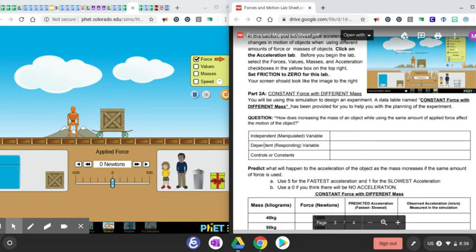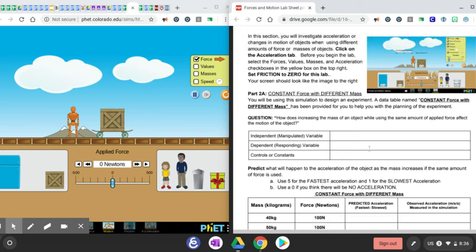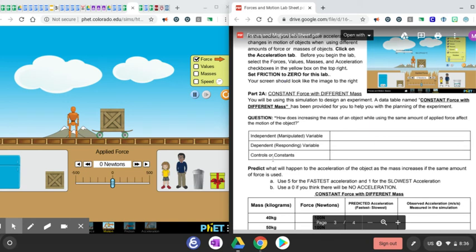And then the responding variable, what does that affect? Whatever you changed is going to affect another variable. What's being affected is going to go right here. And then you have constants, what's staying the same. It even tells you using the same amount of applied force. So that would go here.